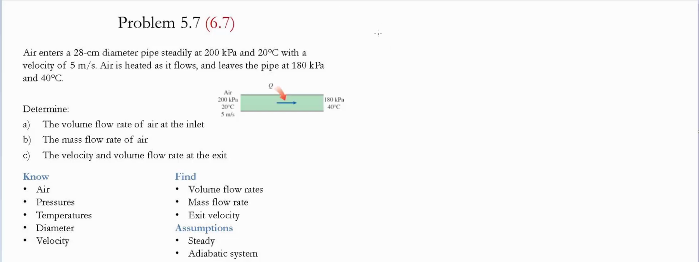The first step is to find the volume flow rate. Volume flow rate is defined as the velocity times the cross-sectional area. We have the information for the inlet, so the volume flow rate at the inlet is equal to the velocity at the inlet, which is 5 meters per second, times the cross-sectional area of a circle, pi over 4 times the diameter, 0.28 meters, to the second power. Therefore, the volume flow rate at the entrance is 0.3079 meters squared times meter per second, which gives us meter cubed per second. Those are the units of volume flow rate.